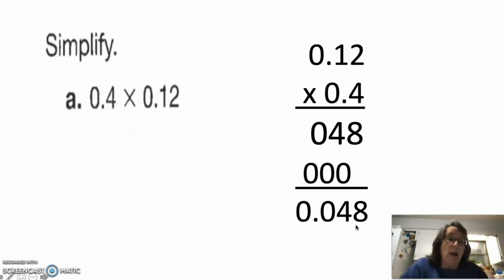Okay, so here we're on our practice problems. We're multiplying 0.4 times 0.12. Now I did this for you over here. 0.12 times 0.4. Now 12 times 4 is 48. If you did it long multiplication, you would still get 48. So then we have to count how many decimal places. 1, 2, and 3 numbers behind the decimal. So in the answer, 1, 2, and 3 places behind the decimal.